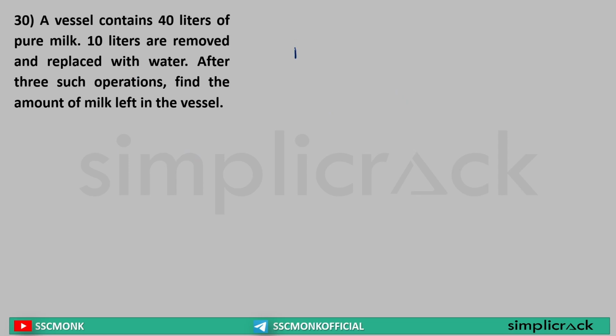So initial quantity multiplied by 1 minus 10 by initial quantity 40, that is equal to 1 by 4. So this is 3 by 4 to the power 3, 3 times done. So this can be written as 40 into 3 cube, 27, divided by 4 into 4 into 4. 4 tens are 24. So the answer is 270 by 16. So this is the amount of water left, amount of milk left in the vessel.